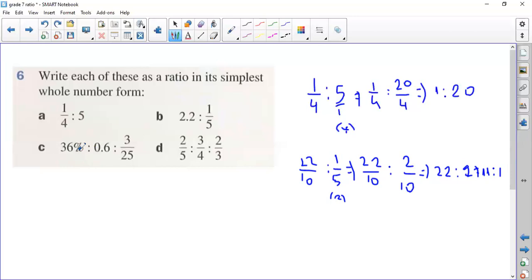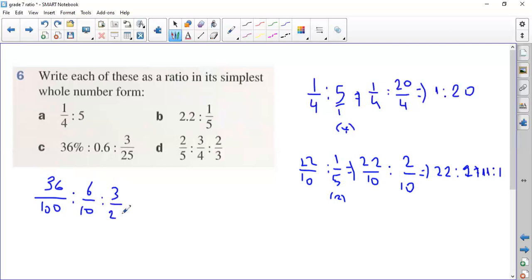Now I have percentage, decimal, and fraction. We can convert all of them to percentage, all of them to decimal numbers, or all of them to fractions. Again, I will prefer to convert them into fractions. So 36% is 36 over 100. Okay. 0.6 is 6 over 10. And 3 over 25.